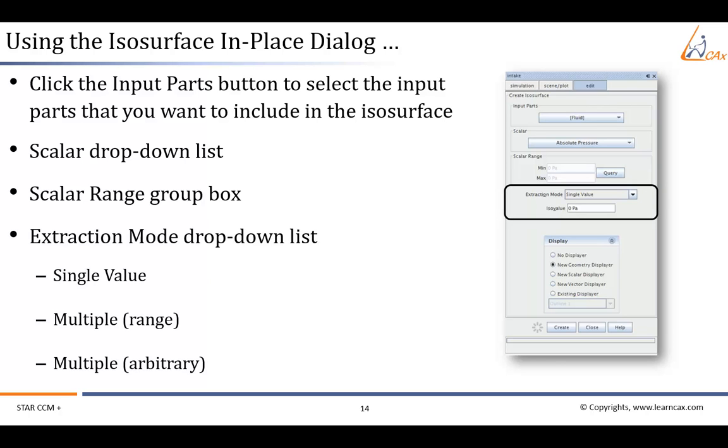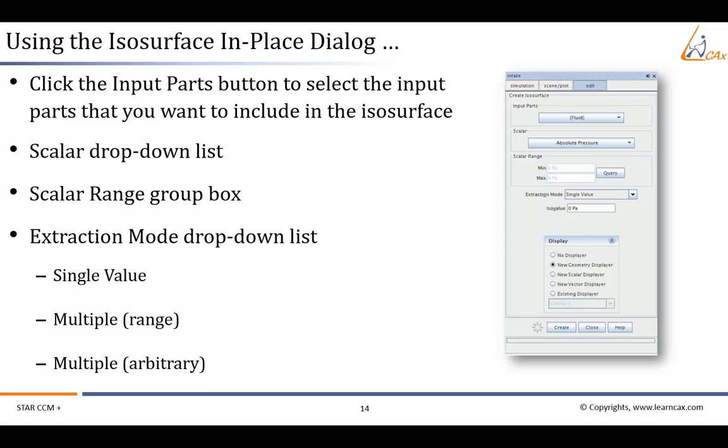Then there is the extraction mode drop-down list. We will discuss options of that. First, we have single value. This extracts selected scalar data from a single isosurface. We also have iso value. This is available when single value is selected. You can enter the single iso value here or use the value that is generated by *CCM+ when you click the query button. *CCM+ calculates this value as the average of minimum and maximum values.